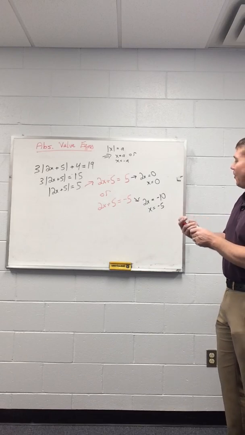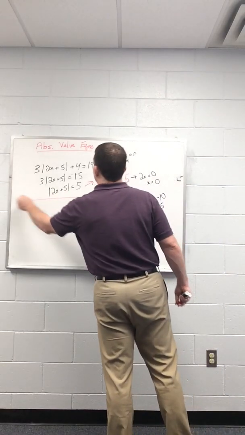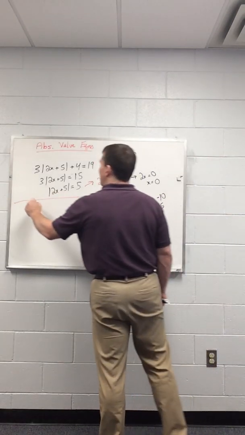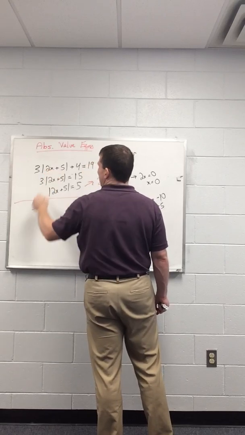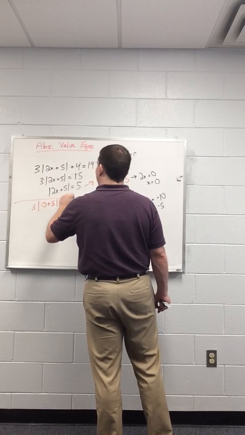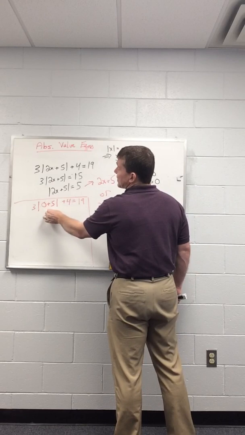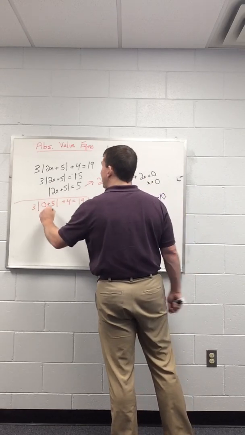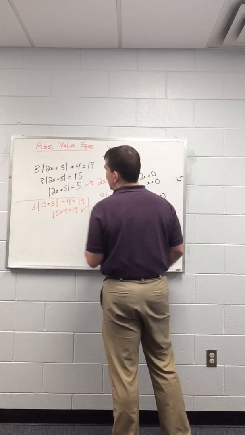And then lastly, like before, we check to see if they're extraneous. This one I'll actually write out the check since there's a little bit more algebra involved. If you plug in 0, we get 3 times the absolute value of 2 times 0 is 0. So that's 0 plus 5 plus 4 equals 19. 0 plus 5 is 5. The absolute value of 5 is 5. 5 times 3 is 15. So I get 15 plus 4 is 19, which is certainly true.